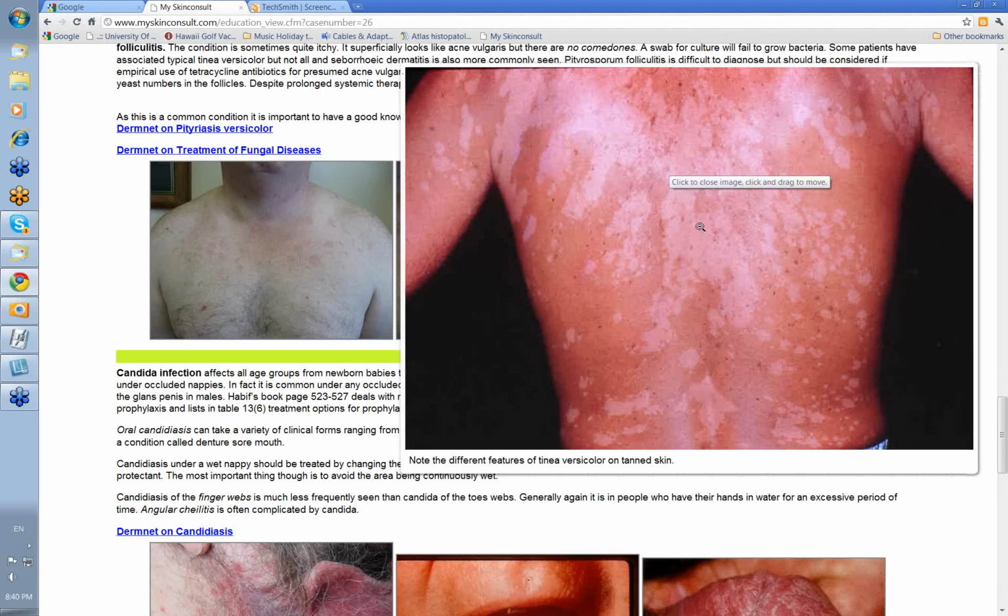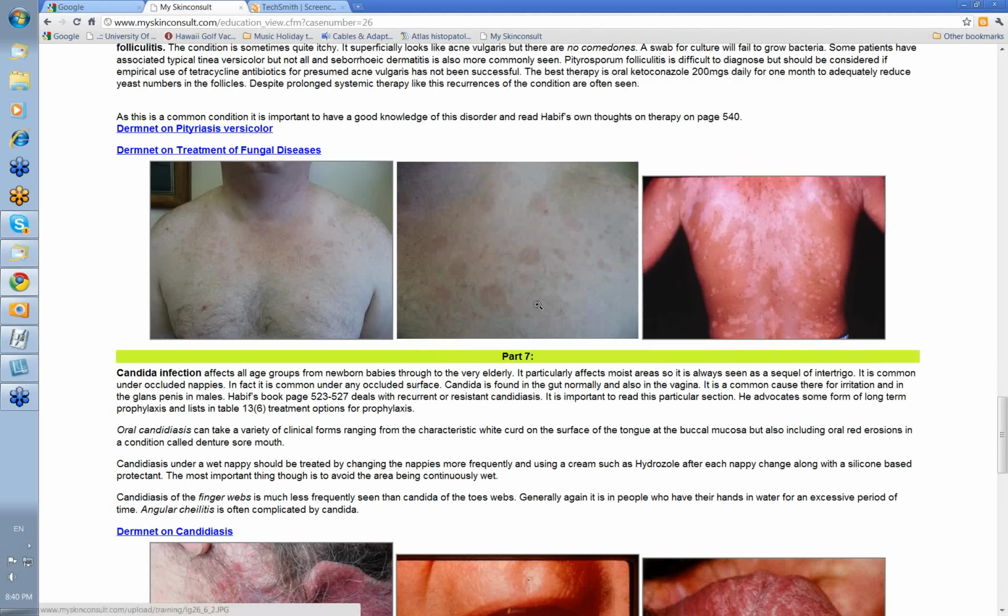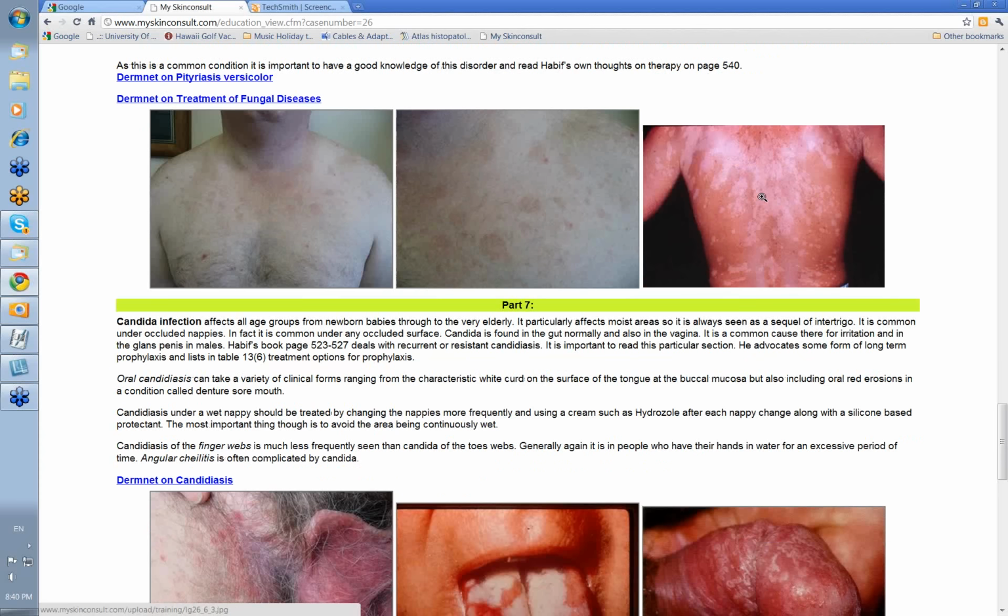A case like this would need some Nizoral orally, 200 milligrams orally for 10 days, and then 200 milligrams weekly for 10 weeks. They can also use a bit of Selsun shampoo overnight, washed off in the morning, but it wouldn't do much for this. And you can use topical antifungals like Lamisil or clotrimazole, but again, you really need the systemic antifungals to settle this down. But note the differences between white on tan skin and pink to red on white skin.